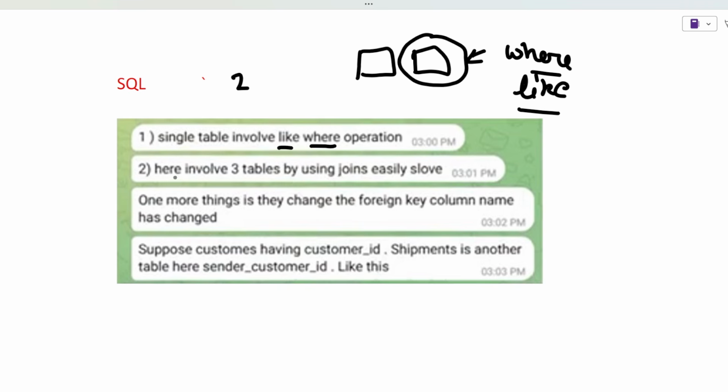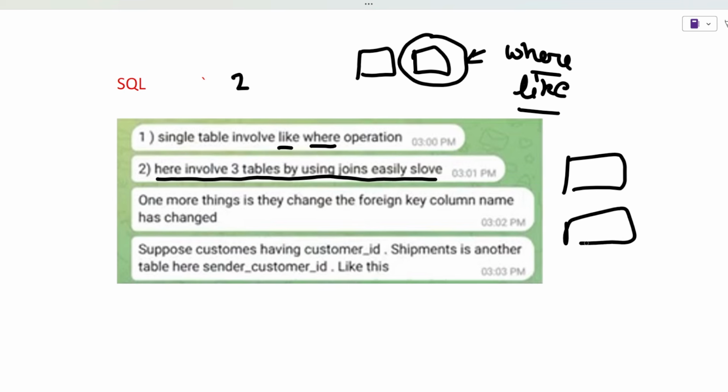Now moving towards the next question. The second question is at the medium level. Here we involve three tables, and by using joins we are easily able to solve it. One more thing is that they change the foreign key column name. Suppose customer has customer ID, and shipment is another table, here the column is sender customer ID. I have told you in previous SQL videos that if you are given multiple tables and you need to find a result based on these three tables, then you will be using joins between these tables, right?